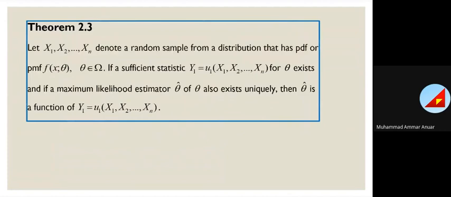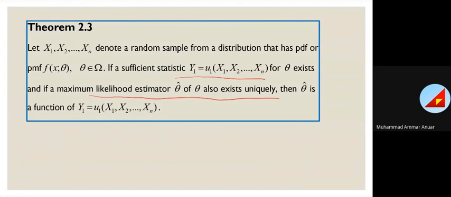Okay, refer to this theorem. Theorem 2.3. Again, we have a random sample. We have a sufficient statistic. So if a sufficient statistic Y1 for theta exists, and then a maximum likelihood estimator theta hat of theta also exists, then theta hat is a function of the sufficient statistic.